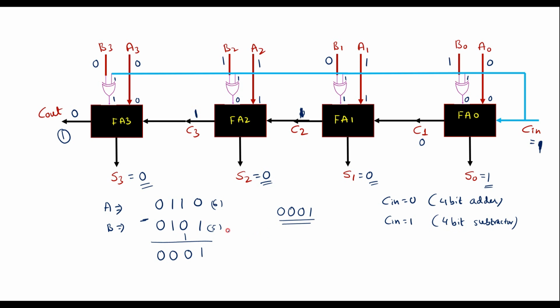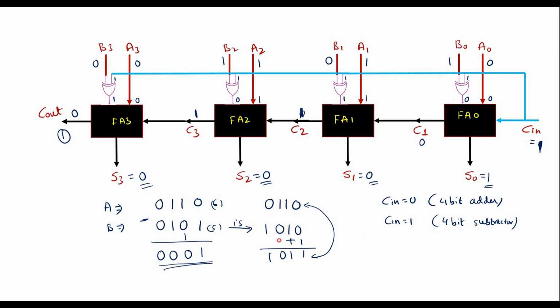So let me calculate this manually. Here the A value will be kept as it is, that is 0, 1, 1, 0. I'll take the 1's complement of B. So the 1's complement of B is 1, 0, 1, 0, plus 1, because this Cin is connected to all the full adders. So it produces 1, 1, 0, 1. Now add this result with this result. That is nothing but 2's complement addition.